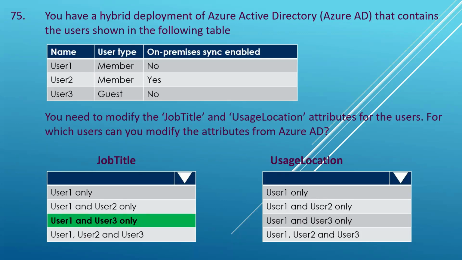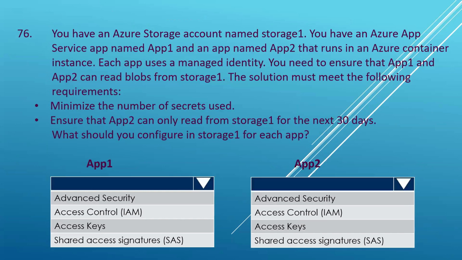Now, in the next part, you are modifying the usage location. Usage location is something which is set only on the cloud side for all users. So you should be able to update it for all users from Azure AD, irrespective of on-premise sync setup, which is why the correct answer here is user 1, 2, and 3, all of them. Let's look at next question.